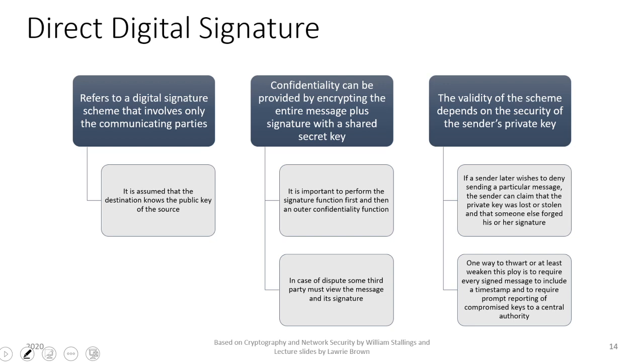Now let's talk about direct digital signatures. The term direct digital signature refers to a digital signature scheme that involves only the communicating parties, that is the sender and the receiver, the source and the destination. It is assumed that the destination knows the public key of the source, and the source will use its corresponding private key to create the signature. So the source would create the digital signature using the private key, and the corresponding public key would be known to the destination, and they would use that as part of verification.